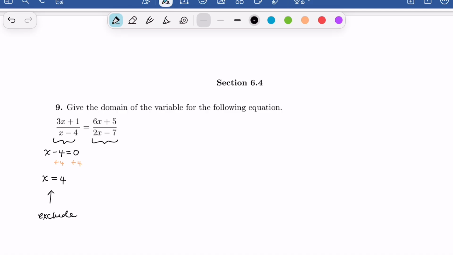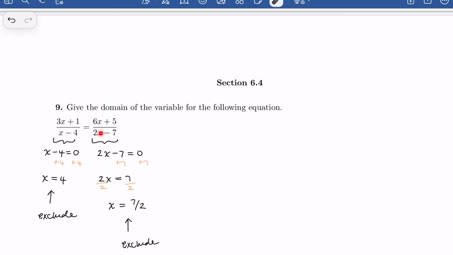The other value comes from our second denominator. We have to check both of these. So we're going to set our second denominator equal to 0 and solve for our variable x. The first thing I'm going to do is add 7 on both sides of my equation. I'm going to get 2x is equal to 7, and then lastly divide by 2 to solve for our variable x. So x is going to be 7 over 2, or 3.5. So this is the other value that we're going to exclude from our domain. If we were to plug 7 over 2 into this x here, we would get 0 in our denominator. So our domain is going to be all real numbers except for 4 and 7 over 2.